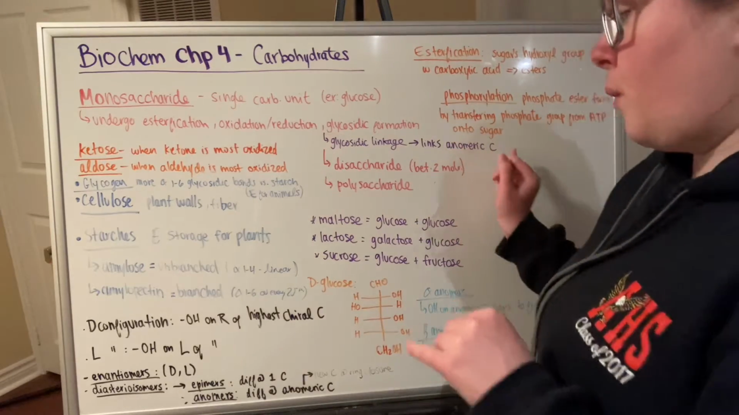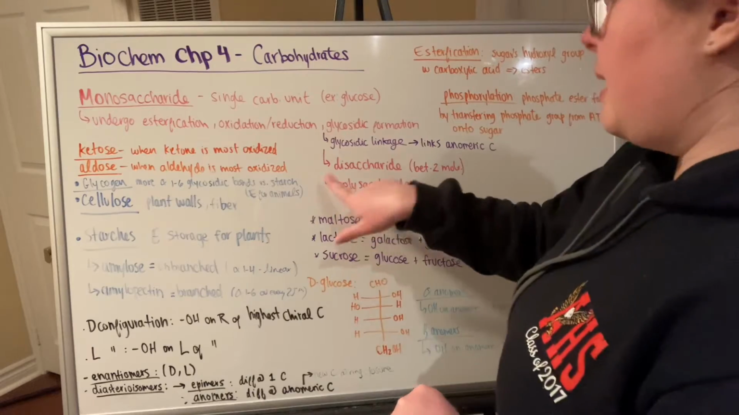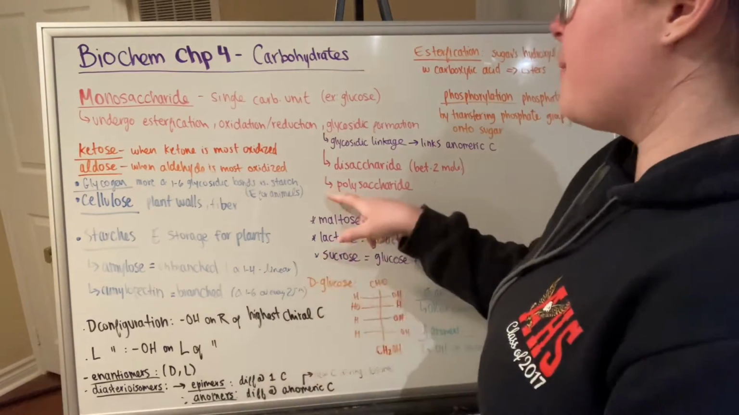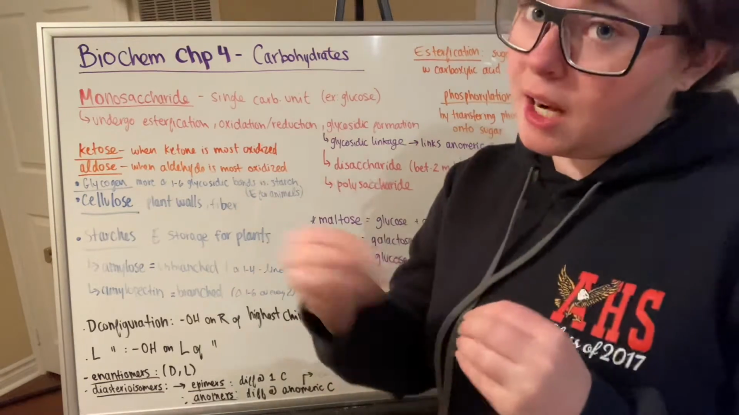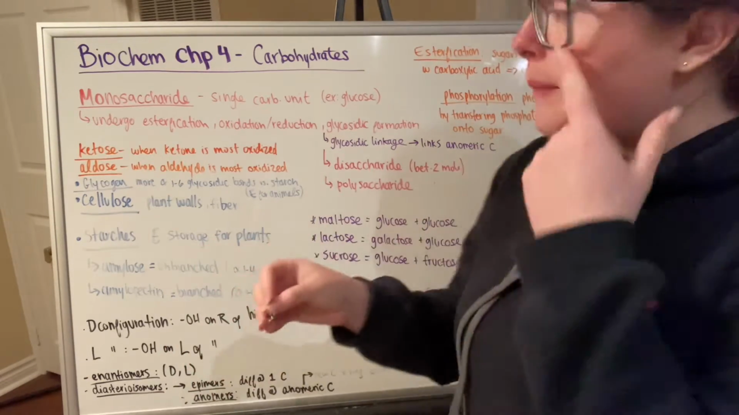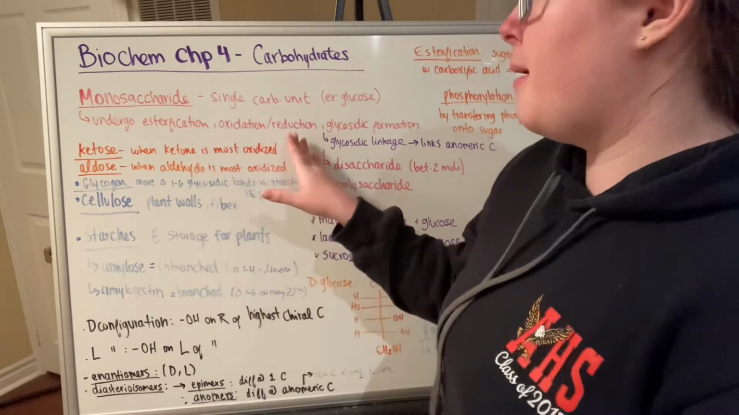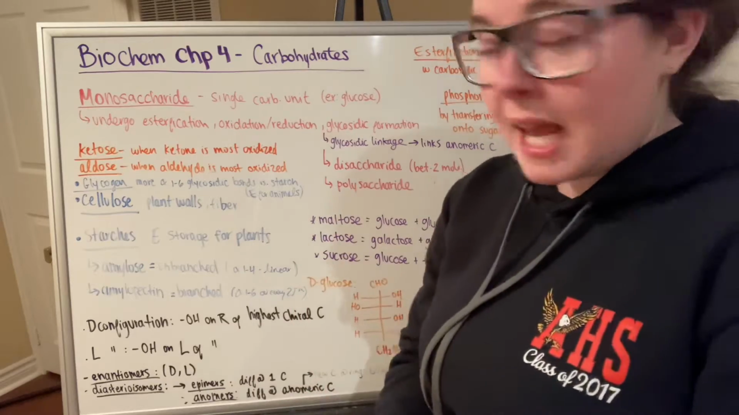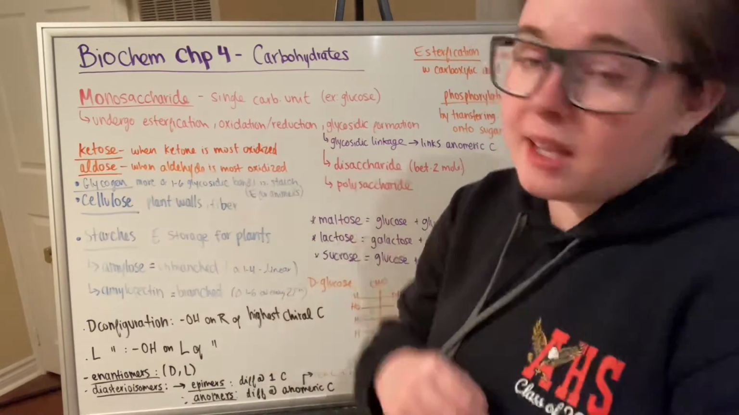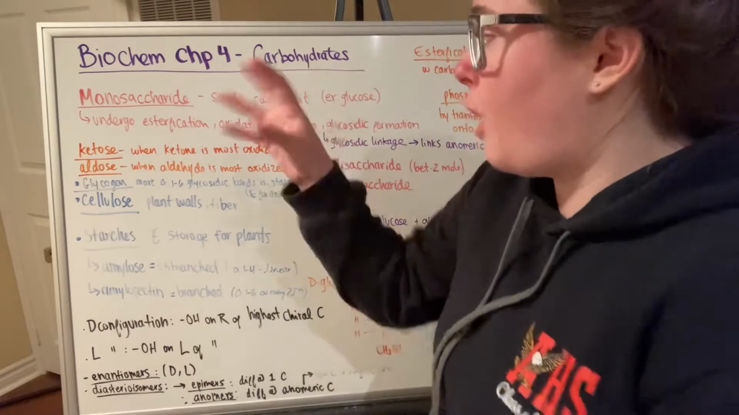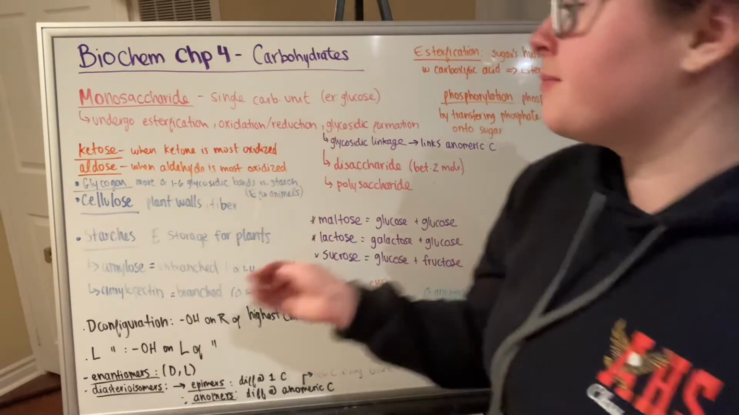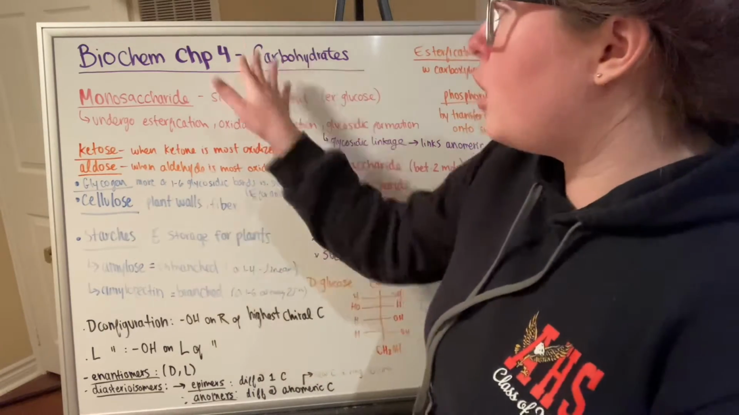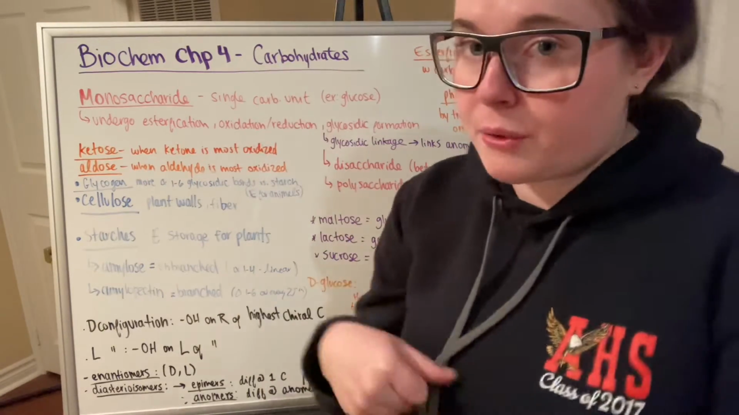Okay, so we have disaccharides, which is two molecules, so two monomers together. And then we have polysaccharides, which is just a chain of those carbohydrate monomers, okay? So we have ketose, which is when a ketone is the most oxidized. And then we have an aldose, which is when an aldehyde is the most oxidized in that carbohydrate, okay? Then we have glycogen, cellulose, and starch, which are all subcategories of carbohydrates, and they're really important.